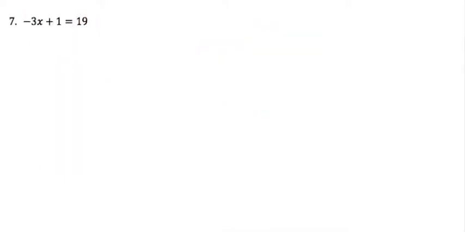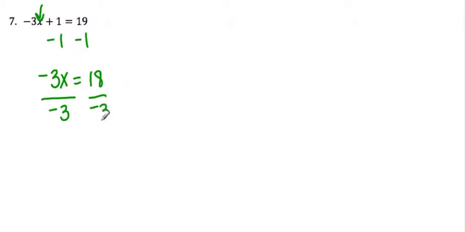Number 7, same process. You're trying to get that x by itself. So you would need to get rid of the 1 first. If I subtract 1 from both sides, I would have negative 3x equals 18. Now I need to get this x by itself. So to get that x by itself, I would divide the negative 3 onto both sides. Negative 3 divided by negative 3 would go away to 1, which I don't have to write, and 18 divided by negative 3 would be negative 6.